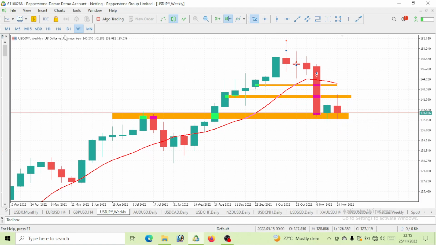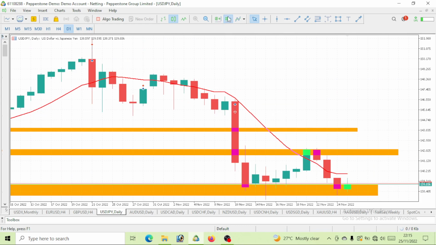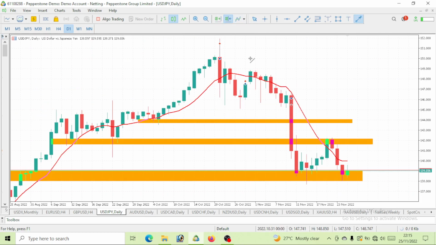That should now take us to the daily time frame. On the daily time frame, this is a bearish move. And one of the reasons why we're having this bearish move on USDJPY is that you can see our USD or DXY is giving us a bearish move. You can see that drop on DXY, one of the reasons why USDJPY is giving us that bearish move.